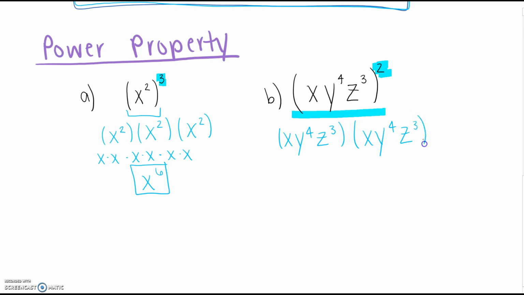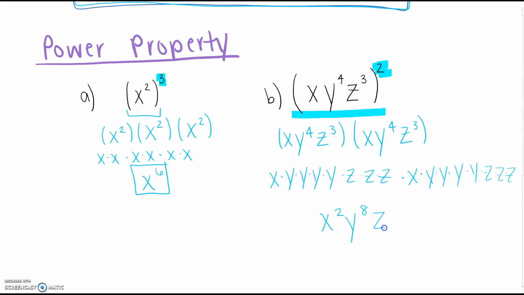If we expand what's in these parentheses, we have x times y times y times y times y times z times z times z times x times y times y times y times y, 1, 2, 3, 4, times z times z times z. So we've got total x squared y to the 8th z to the 6th.